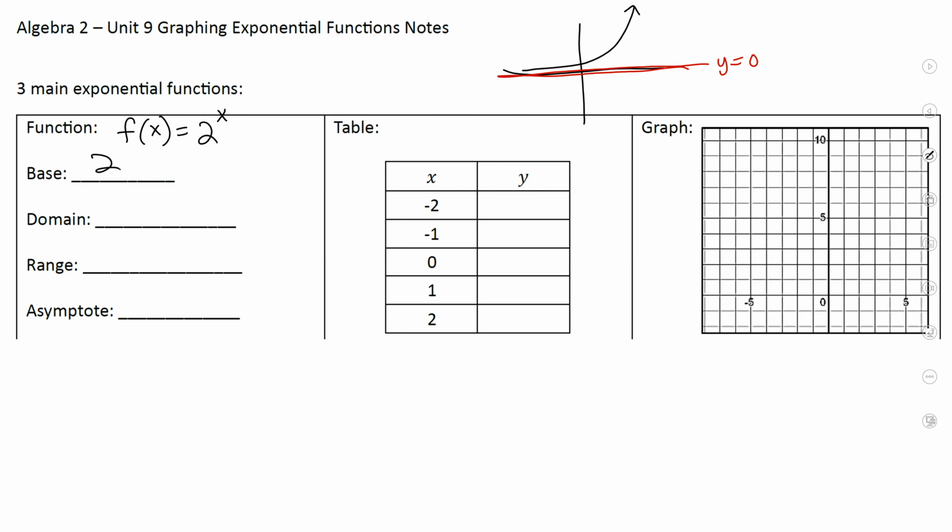What's my domain? Yep, it'll go forever left, forever right. It will always be all real numbers. You can also write it like this, negative infinity to infinity, or you can write it like this, negative infinity to positive infinity. Those are the 3 different ways you'll see it written.